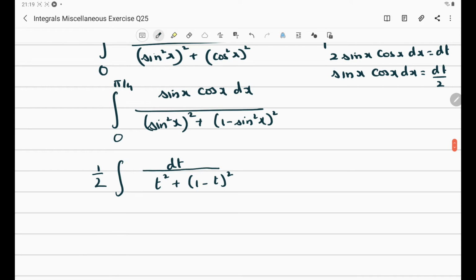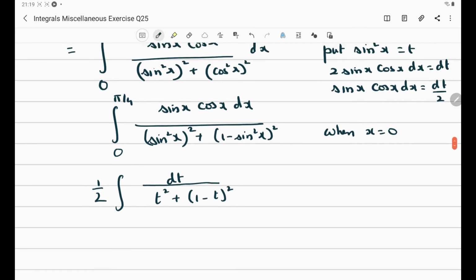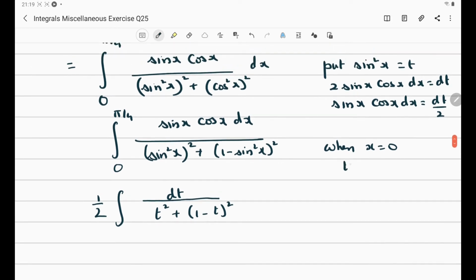Now, let us see the limits. When x is equal to 0, t equal to sin square 0, that is equal to 0, and when x is equal to pi by 4, t equal to sin square pi by 4, that is 1 by root 2 whole square, that is 1 by 2. So, the limits are lower limit is 0 and upper limit is half.